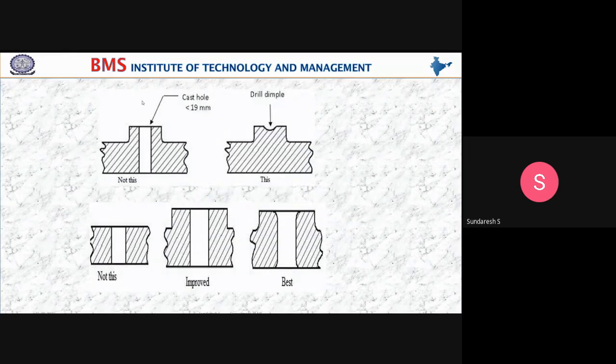This is what I was talking about. See, cast hole, simple drill dimple over here. So not this. This is a little bit improved, and this is the best. So look at here how they have been chamfered over here. It's not exactly straight.